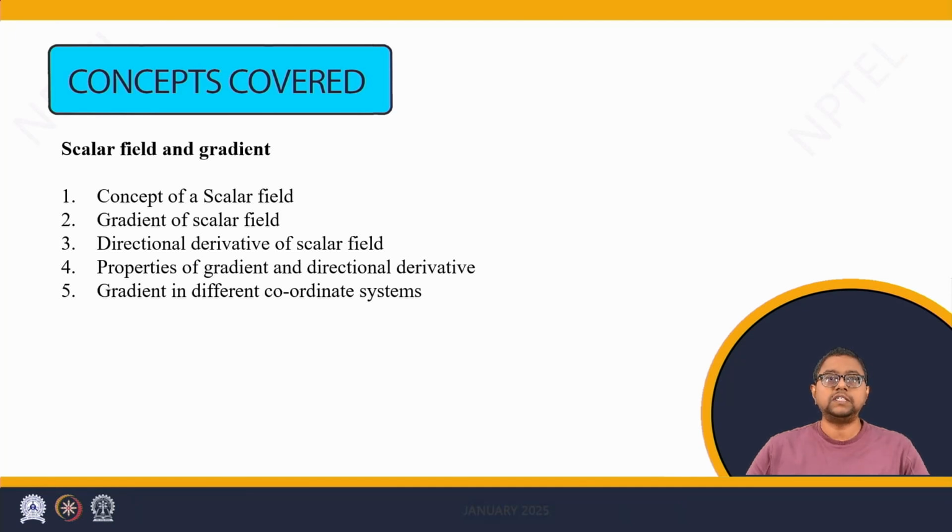The components of this lecture are as follows. The concept of a scalar field will be discussed first, then the gradient of a scalar field, followed by directional derivatives of scalar fields. Then we will be looking into some properties of the gradient and directional derivatives. Next, we will be considering gradients in different coordinate systems, as we have discussed in previous lectures. The applications in geophysics will be discussed side by side. So, let us begin.